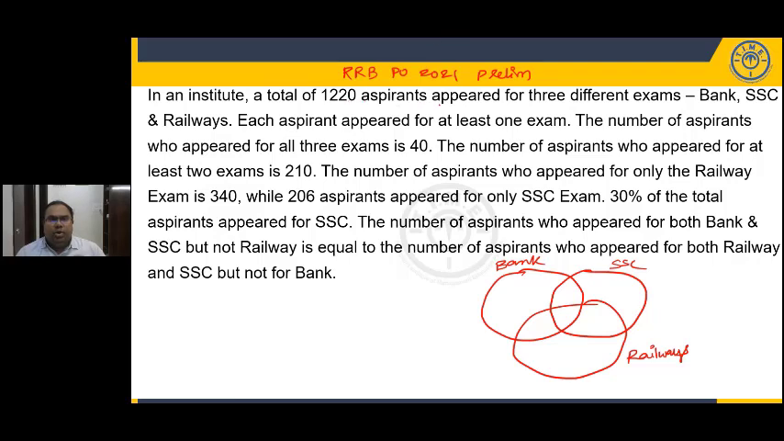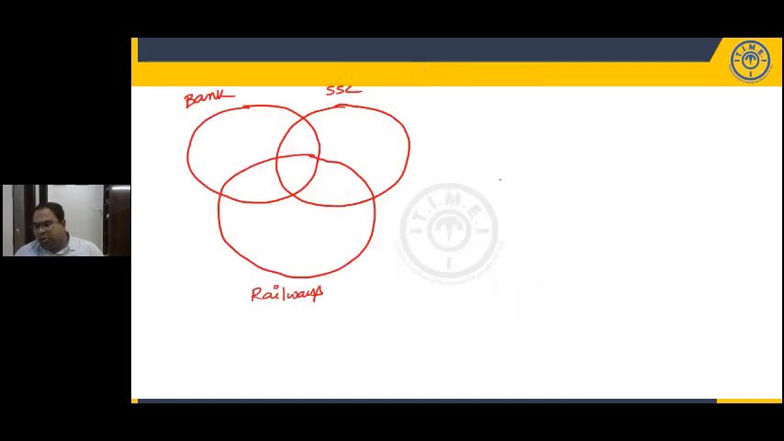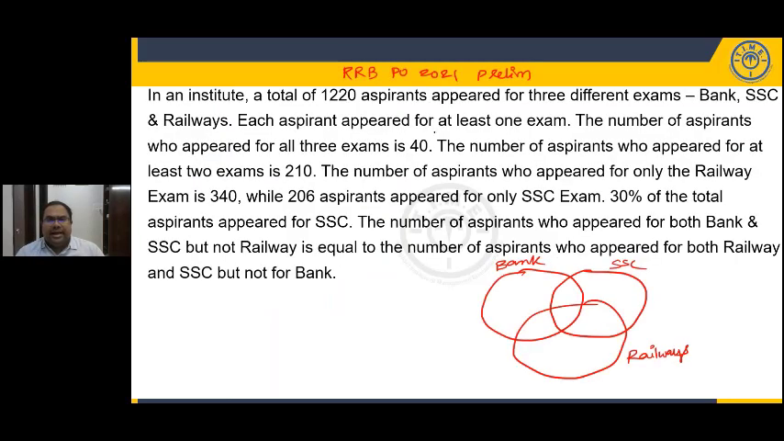Total of 1220 aspirants appeared for 3 different exams. So total 1220 aspirants. Total 1220 students. Right. Each aspirant appeared for at least 1 exam. They are writing either 1 exam or 2 exams or all 3 exams. Some of them write only 1 exam, some of them write 2 out of 3, some of them will write all 3. Let us look at the next point.